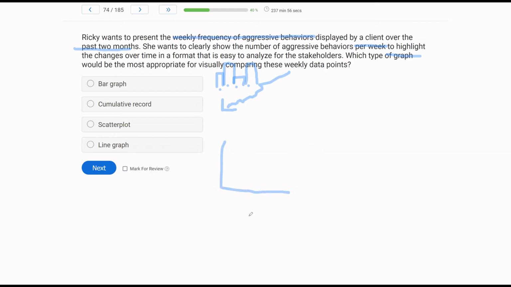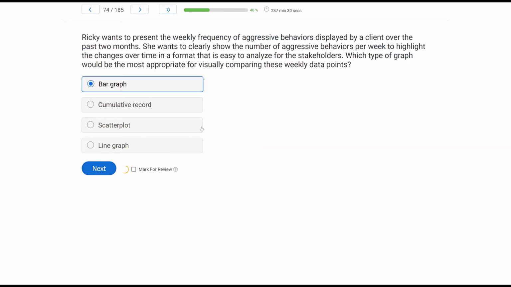And then a line graph is over time, right? So yes, we might see a trend over time, but this is weekly, and we're not typically going to graph weekly data, right? Typically, our line graphs are much more consistent as far as our time goes. Could you use a line graph? Yes. What's the better way to compare a cluster of frequency data to each other? That's going to be a bar graph.